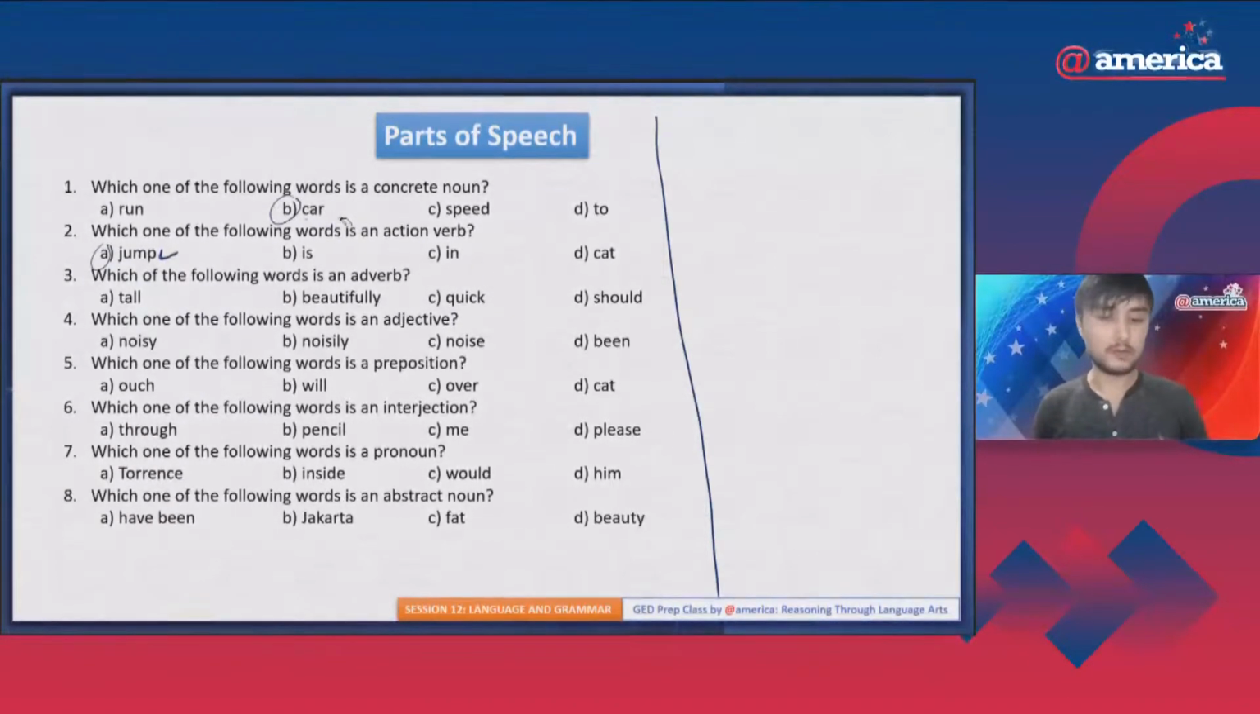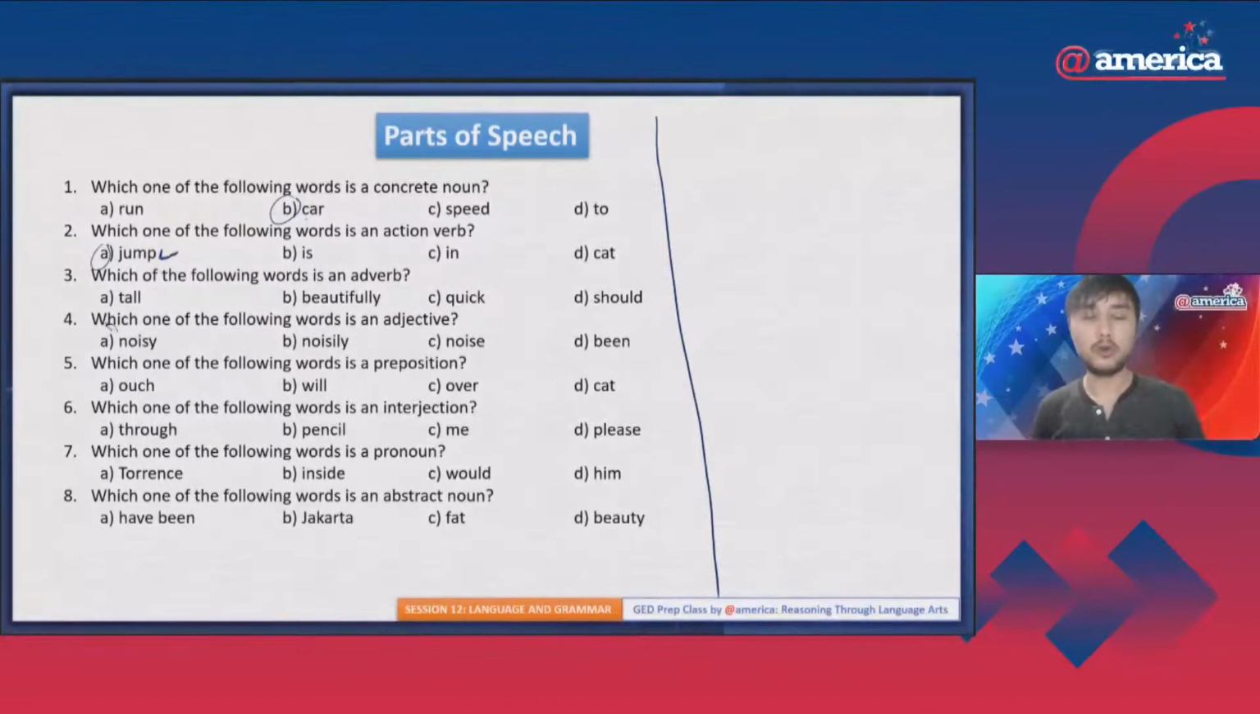So wherever you're watching this. Which of the following words is an adverb? We said that adverbs describe verbs, nouns, or another adverb. Okay, so which of the following words is an adverb? Fantastic, we do have a response.